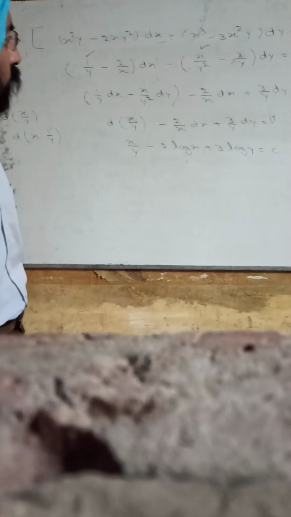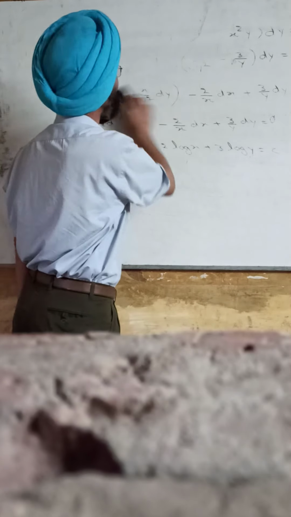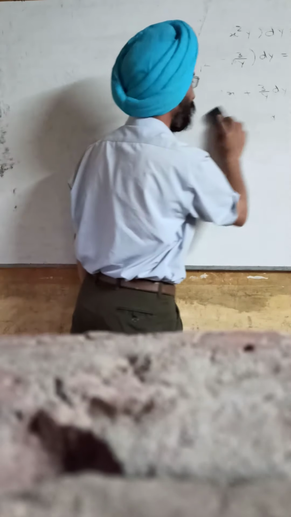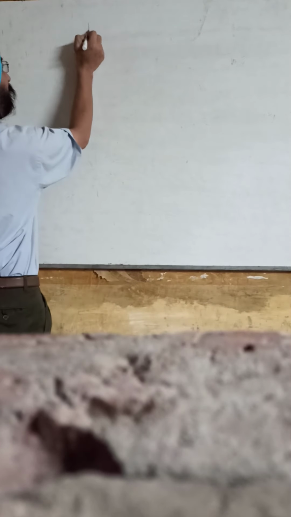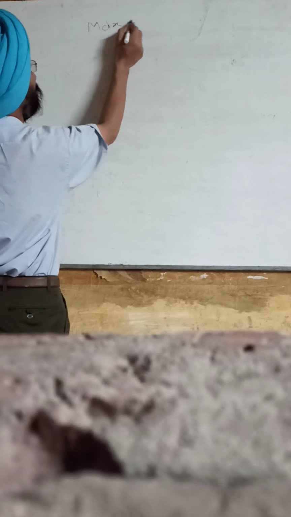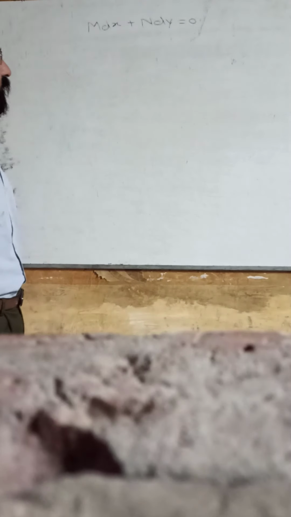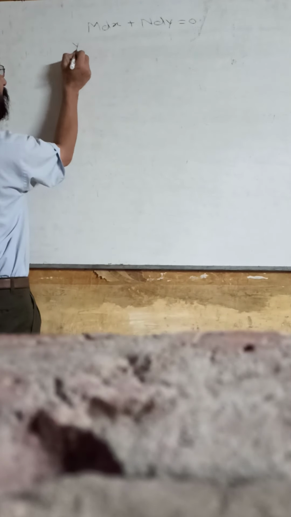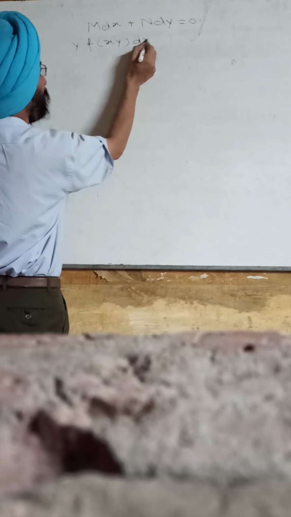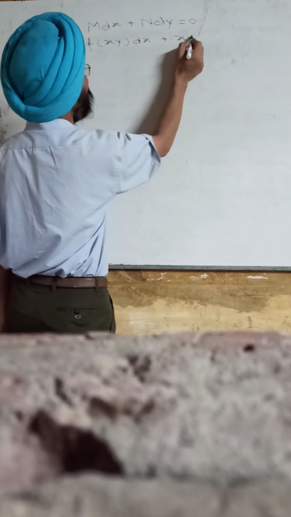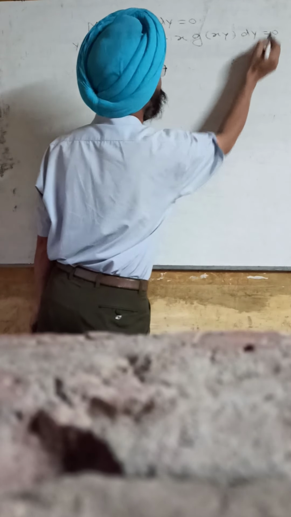Now we will move on to the second method. In the second method, the differential equation M dx plus N dy is equal to 0. This equation is of the form y into some function of xy dx plus x into some function of xy dy is equal to 0.